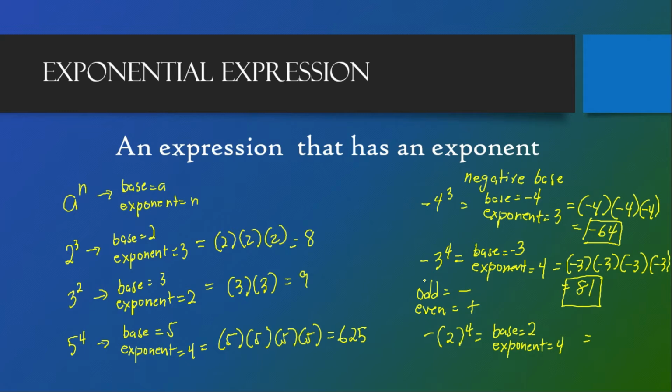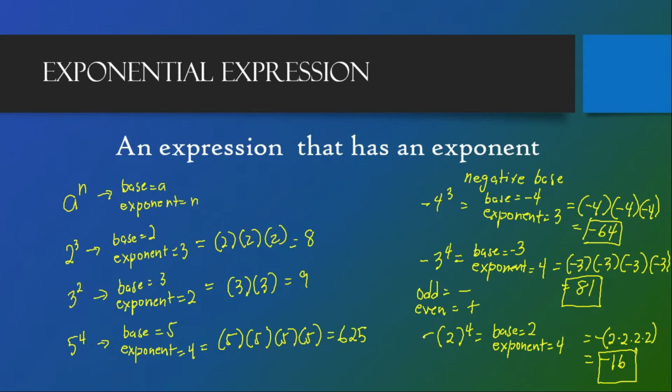Tapos, lagay nyo na yung negative. Ganito kasi magiging itsura. Negative 2 times 2 times 2 times 2. The final answer natin for that will be negative 16. So, pag may parenthesis at nasa labas yung negative, huwag nyo muna siyang isasama sa ating base.